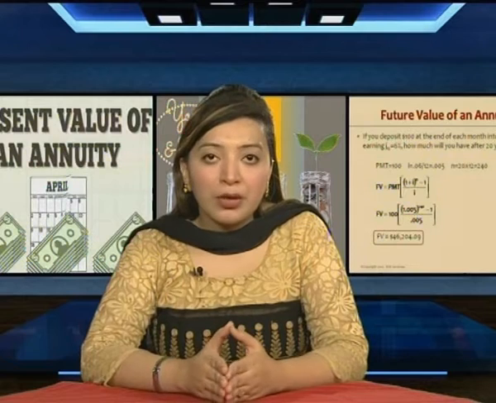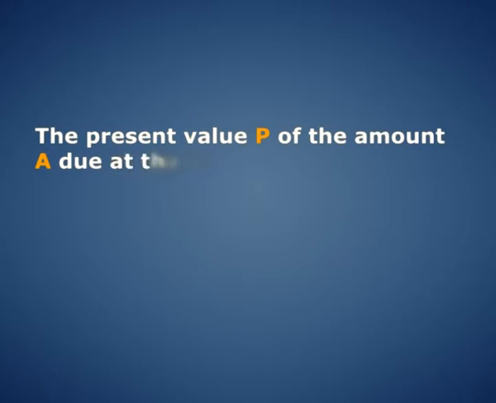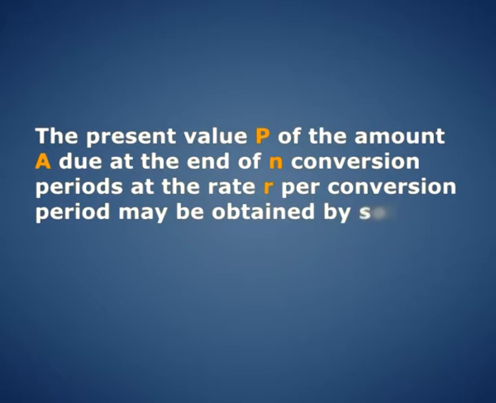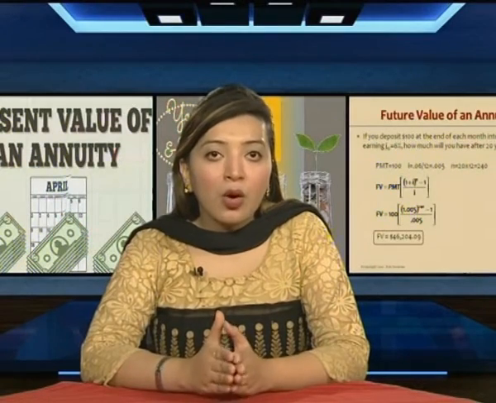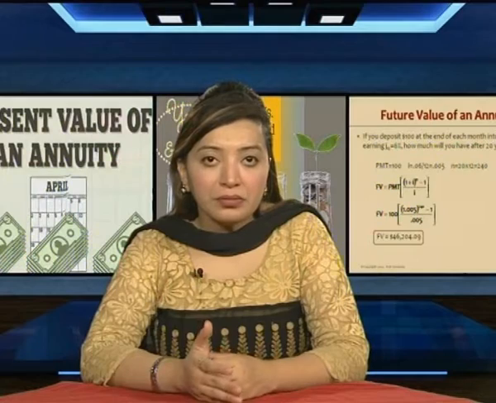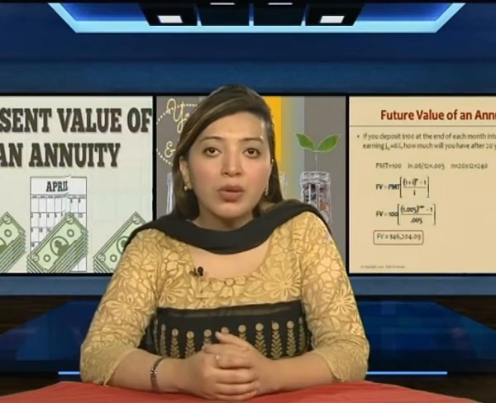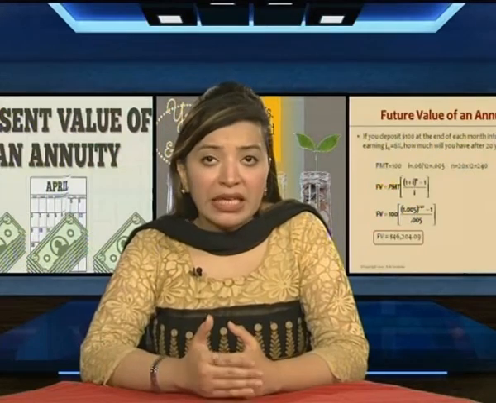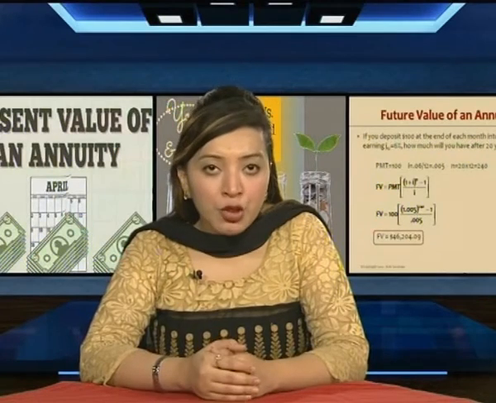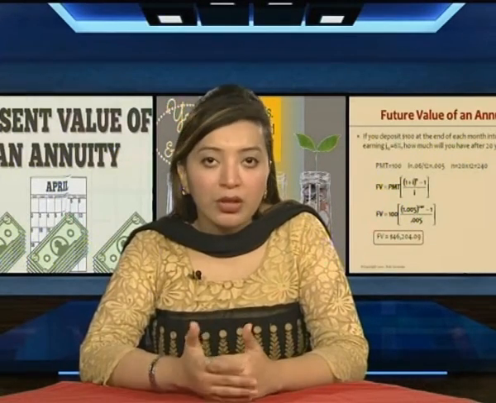Now let's define present value. The present value, capital P, of the annual amount A due at the end of n conversion periods at the rate R per conversion period may be obtained by solving for P. In other words, a sum which is lent to a borrower always amounts to a higher value. The amount of increase depends on the period of loan, rate of interest, and compounding. We can say that the present value is today's value of tomorrow's money discounted at the interest rate. Future value and present value are related to each other. In fact, they are the reciprocal of each other.